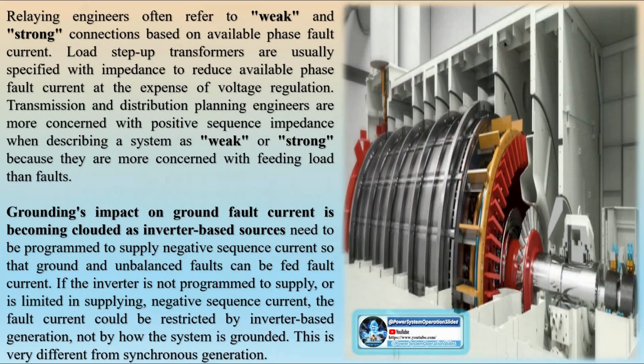Grounding's impact on ground fault current is becoming clouded as inverter-based sources need to be programmed to supply negative sequence current so that ground and unbalanced faults can be fed fault current. If the inverter is not programmed to supply, or is limited in supplying, negative sequence current, the fault current could be restricted by inverter-based generation, not by how the system is grounded. This is very different from synchronous generation.